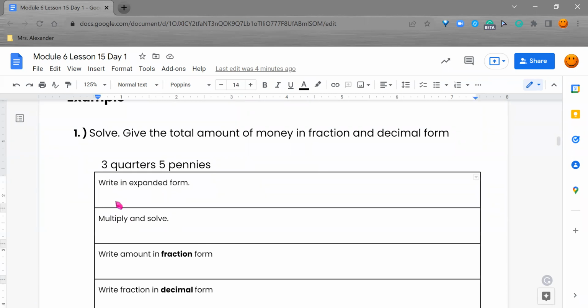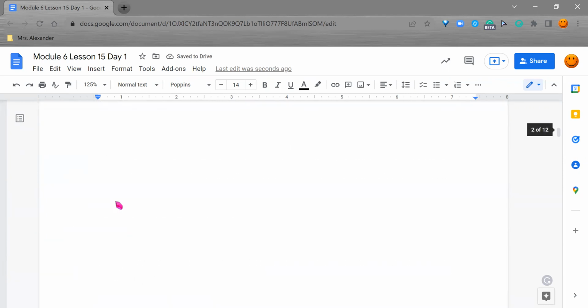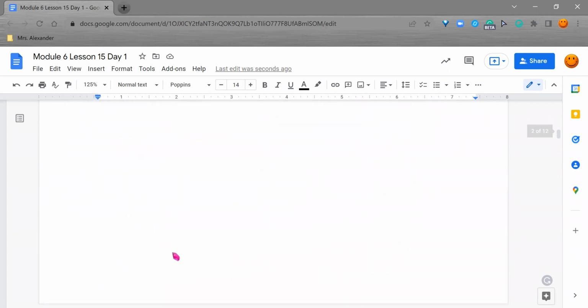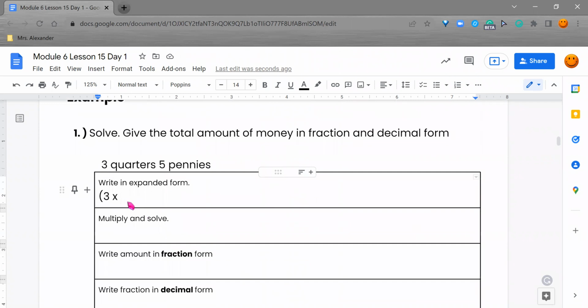So I'm going to take the quantity, you guys, of 3 times a quarter. I can't quite remember what a quarter looks like, so I'm going to go up to my money value chart and see that I have a quarter. So I'm going to take the 25 and multiply the 3 by 25 because that's what a quarter equals. Okay. And now I'm going to add the quantity of 5 times a penny. And if I remembered my chart, a penny means 1. So I'm going to write it as 1.